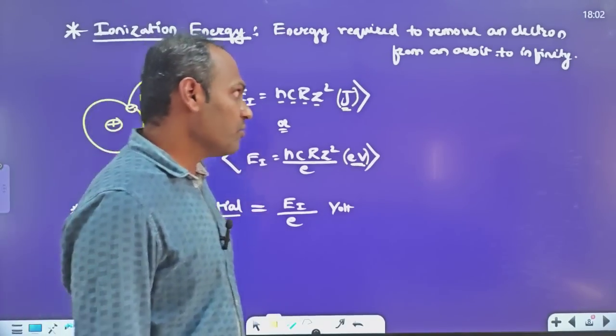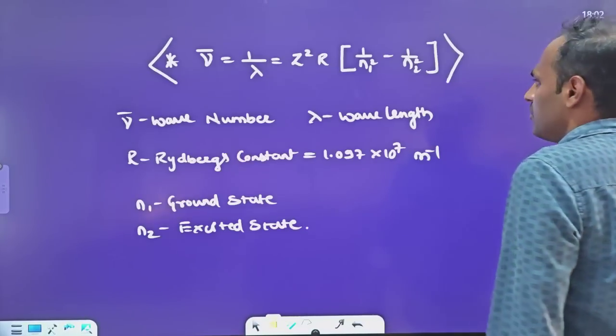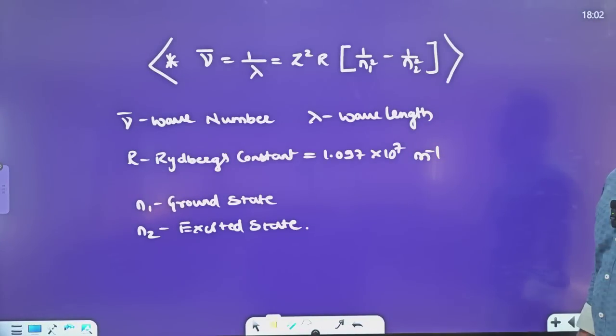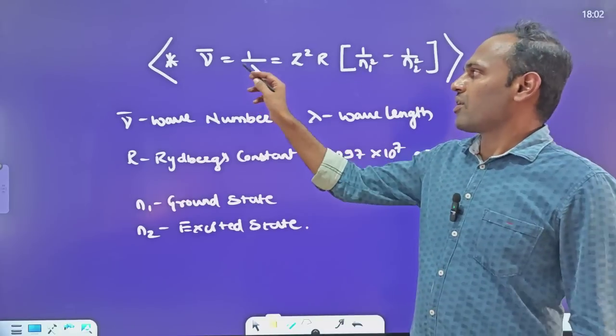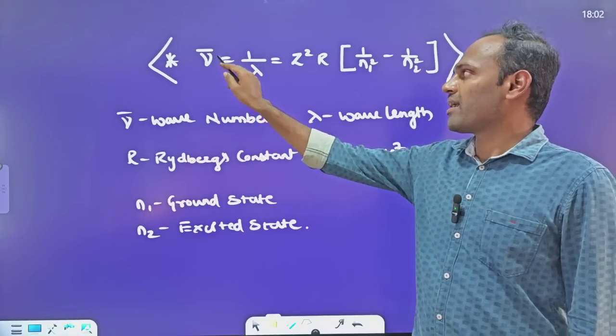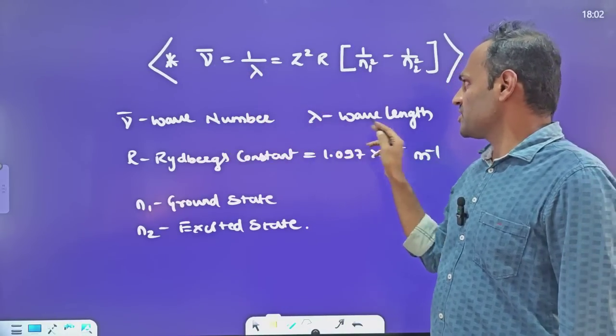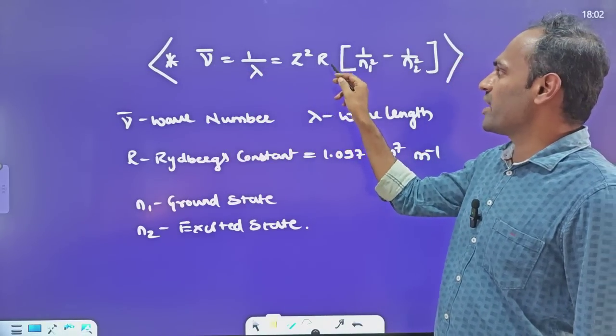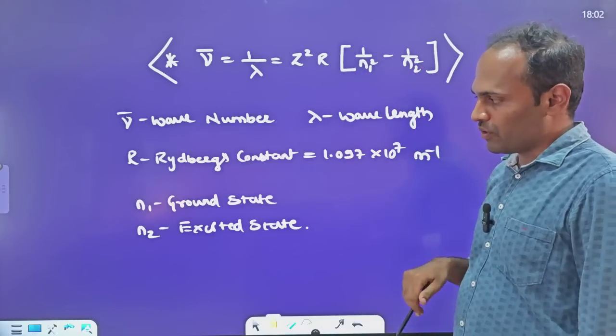That is ionization potential. Okay, next we'll go for a very important formula in this chapter, that is called wave number or reciprocal of wavelength. Nu bar represents wave number, lambda represents wavelength, which will be equal to Z square R into the bracket 1 by n1 square minus 1 by n2 square.